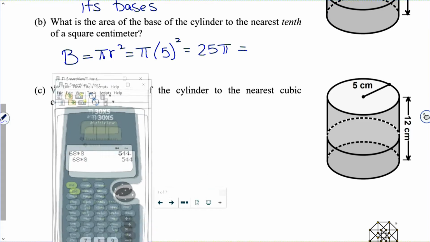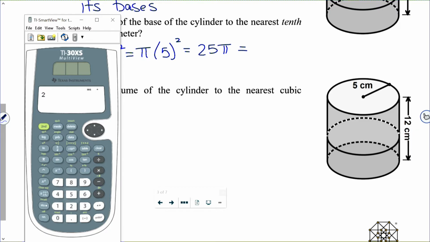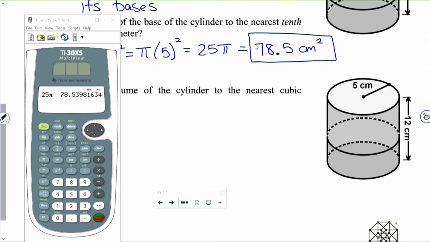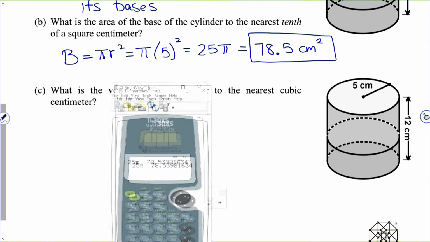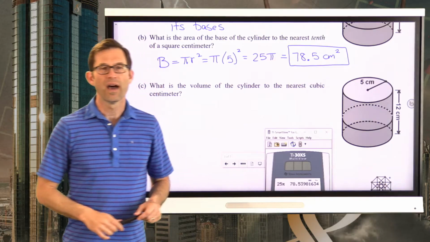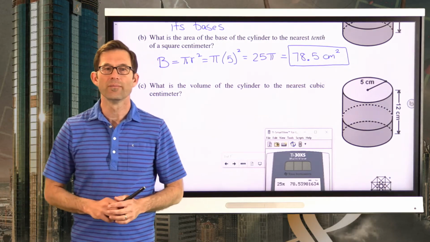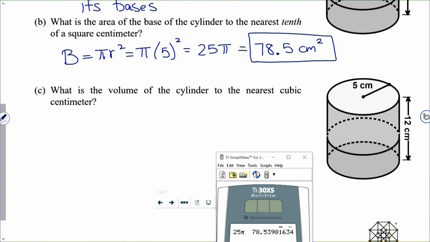This is where we need our calculator, definitely. 25 pi. And we're going to get 78.5 square centimeters. All right. Now, our final problem. Letter C. What is the volume of the cylinder to the nearest cubic centimeter?